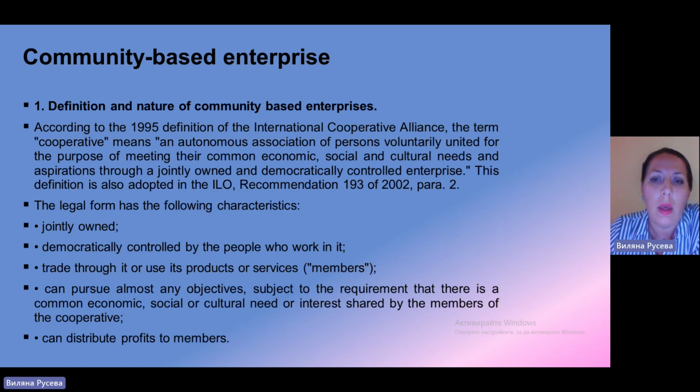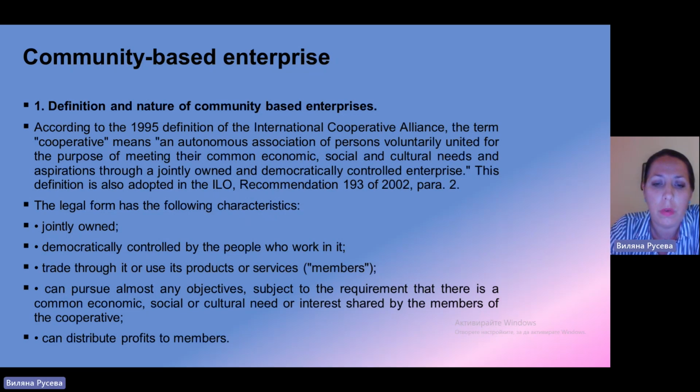The legal form has the following characteristics. First of all, the organization is jointly owned, then democratically controlled by the people who work in it, trade through it or use its products or services, the members. And the organization can pursue almost any objective, subject to the requirement that there is a common economic, social, or cultural need or interest shared by the members of the cooperative. An organization can distribute profits to the members.